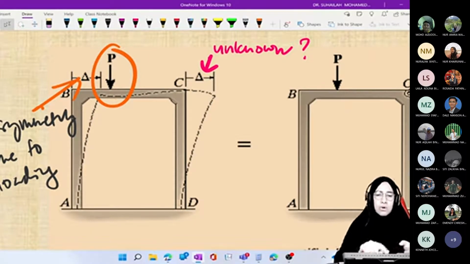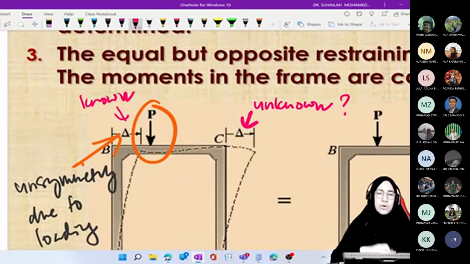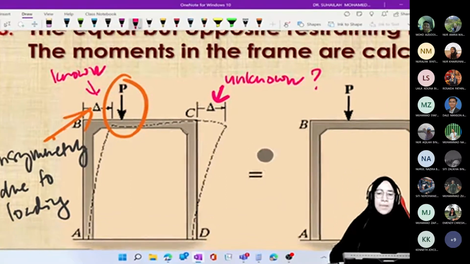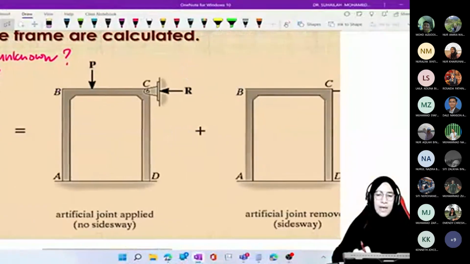One is known value, another one is unknown. So this is known value. Known and unknown. So we have to divide into two. That's why we have here two.